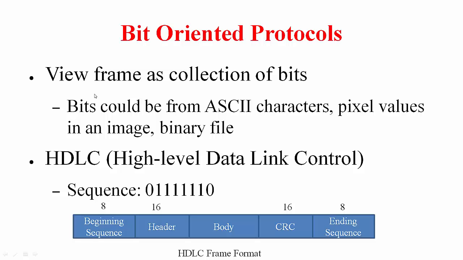In bit-oriented protocols, a frame is viewed as a collection of bits, and these bits could come from ASCII character set or pixel value or from a binary file. In other words, these bits don't have to respect a byte boundary. Here is an example of a bit-oriented protocol, HDLC. It stands for High Level Data Link Control, where a special bit sequence is used as a sentinel to mark the beginning and the end of that particular frame. Within here you have the header, the body, and the error detection CRC.